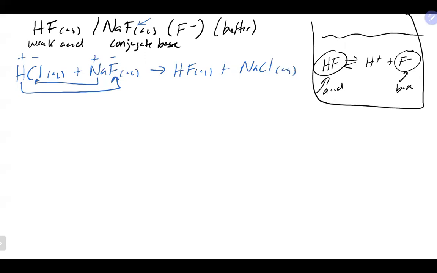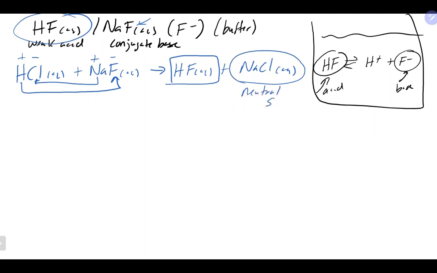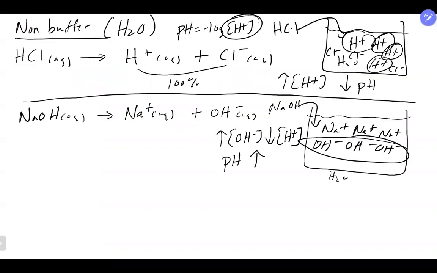So a little bit different what happens here when we add the hydrochloric acid to this buffer. We made HF, which was part of the buffer to begin with, so that's not going to screw up the pH. We actually made part of the buffer that we used. Sodium chloride is a neutral salt, so it's not going to mess up the pH. But what we do not see here is what we did see on the previous one. What did we see happen when we added acid to water? We saw a big amount of H plus being formed.